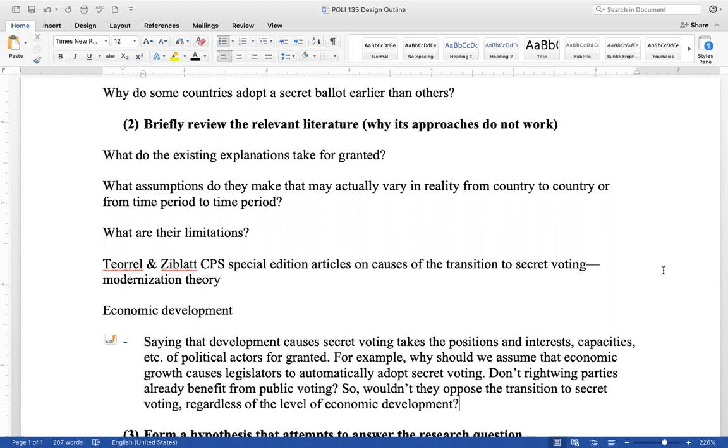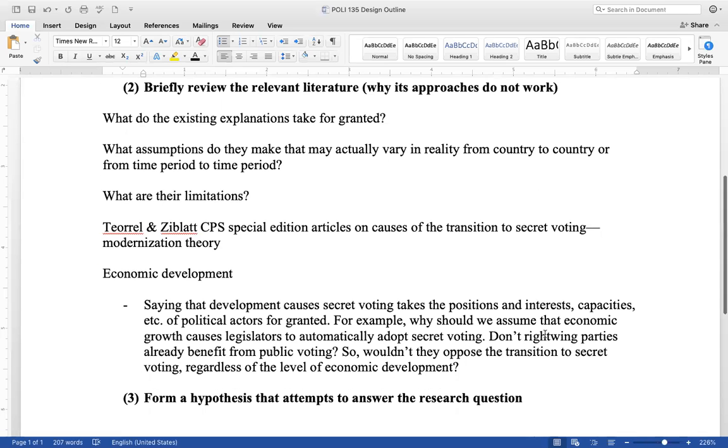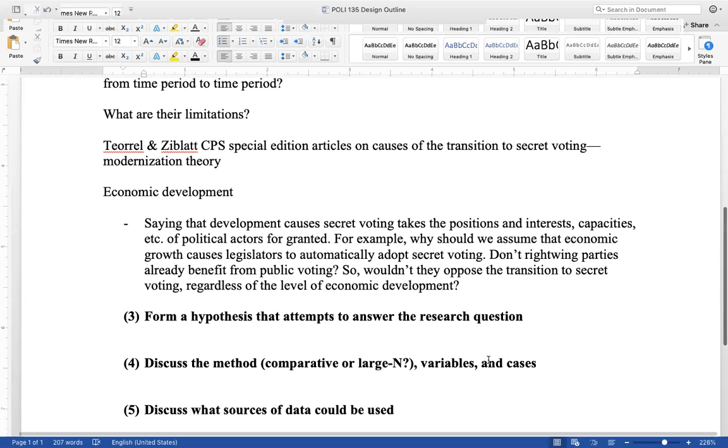And I say quite concretely here, right-wing parties benefit from public voting. So why would they just go with the transition? They would oppose the transition. They would try to prevent a transition regardless of the level of development. So this is just an example of how you can begin to critique some of the existing literature. And this is how I would do it.